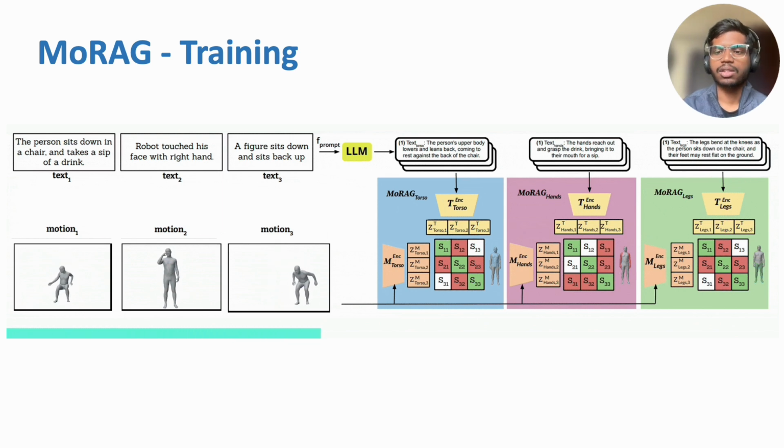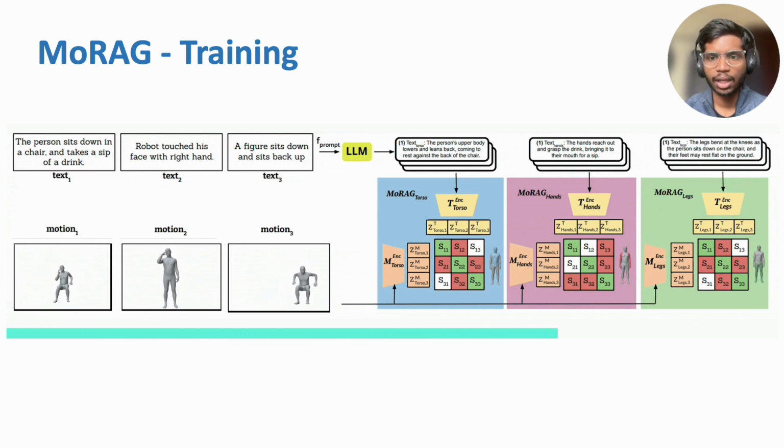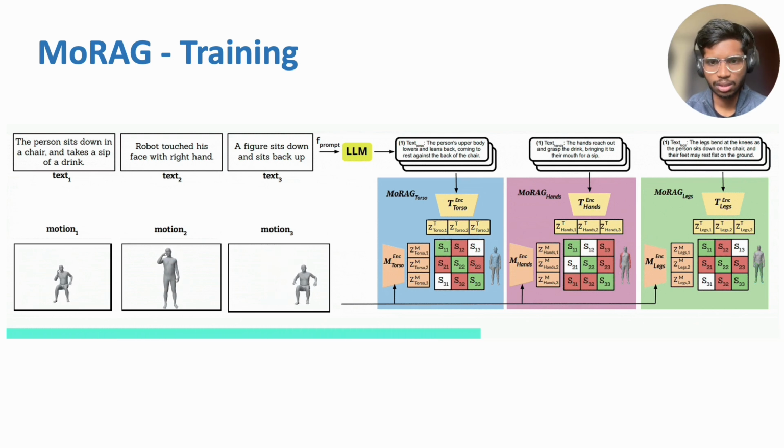Our objective is to construct three independent part-specific motion databases. To achieve this, we train three motion retrieval models: MoRAG torso, MoRAG hands, and MoRAG legs, each designed for a specific body part. These models are trained independently using part-specific body movement descriptions generated by large language models for text phrases, along with their corresponding full-body motion sequences.